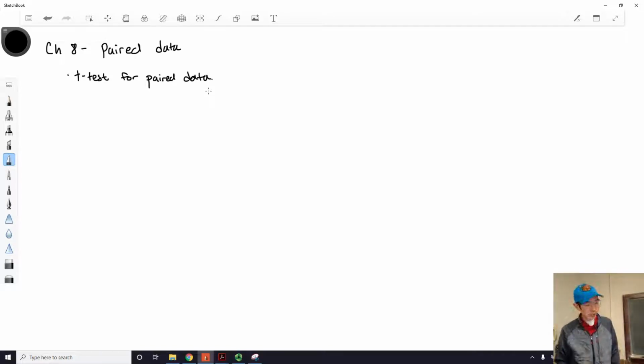So what is paired data? This is different from the previous chapter, where our t-tests had independent samples of data. We have one population and another population, and the observations we get from population 1 have nothing to do with the observations we get from population 2. In this case, the samples of data are paired.